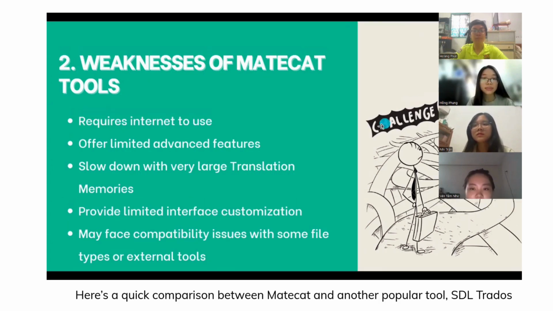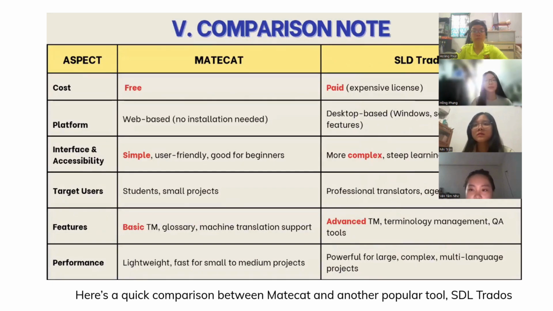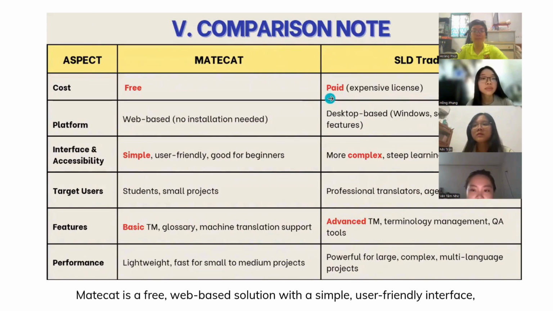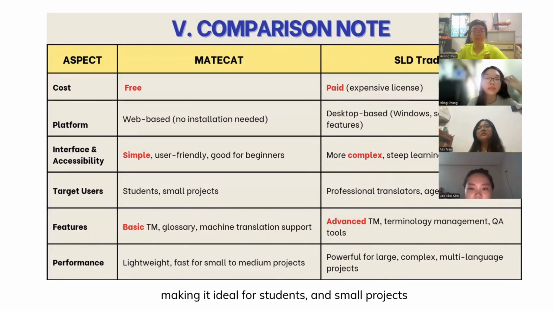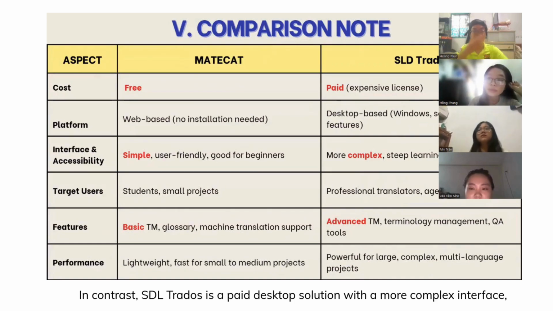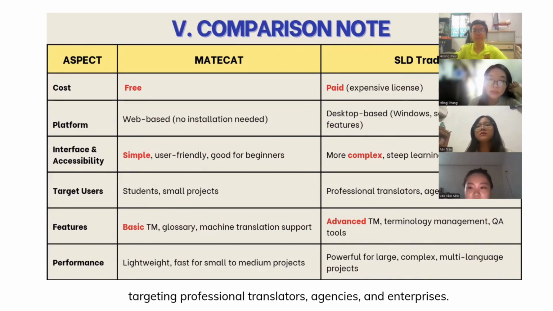And here's a quick comparison between Matecat and another popular tool, SDL Trados. Matecat is a free web-based solution with a simple, user-friendly interface, making it ideal for students and small projects. In contrast, SDL Trados is a paid desktop solution with a more complex interface, targeting professional translators, agencies, and enterprises.